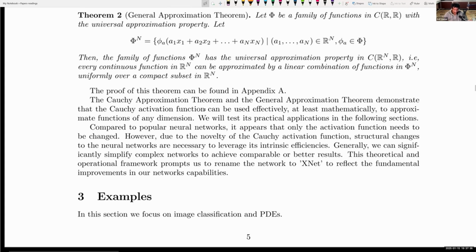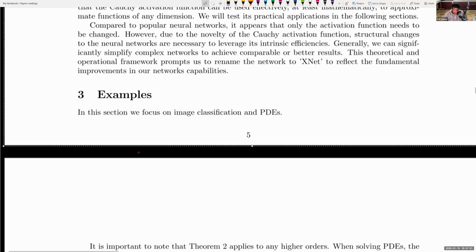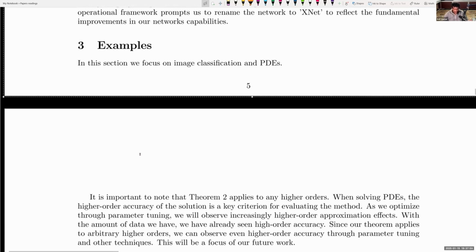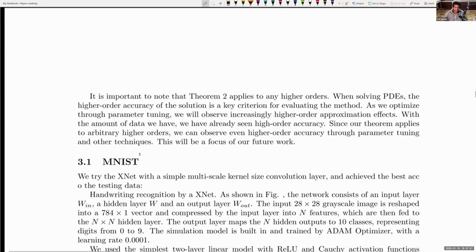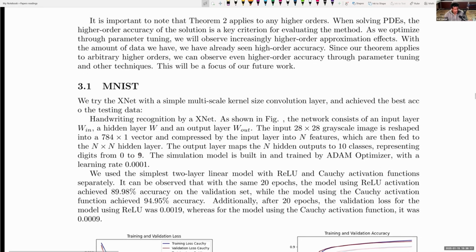XNet is simply, if you just read the last line, compared to popular neural networks, it appears that only the activation function needs to be changed. That's basically the change they're doing. Now they show a lot of examples where they apply this. It's pretty simple, a very quick drop-in replacement. In an existing MLP, instead of ReLU or sigmoid or GELU or whatever activation function you are using, just replace that with this learnable Cauchy activation function.